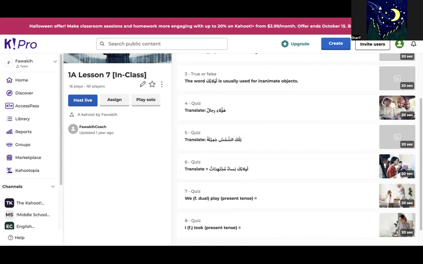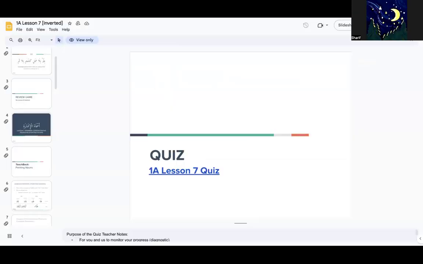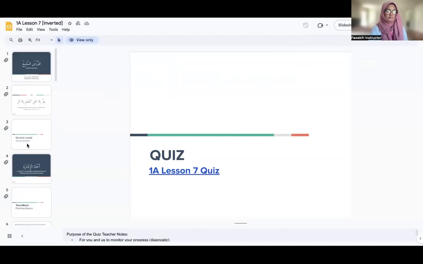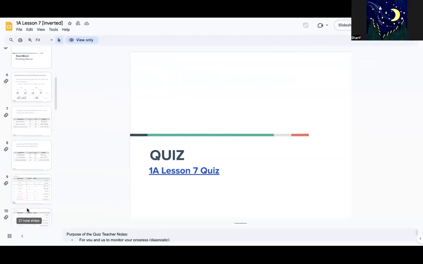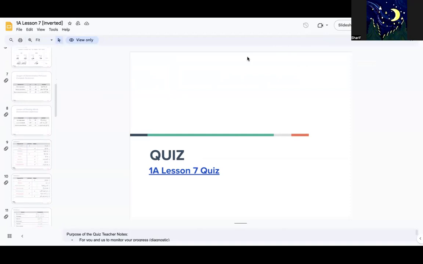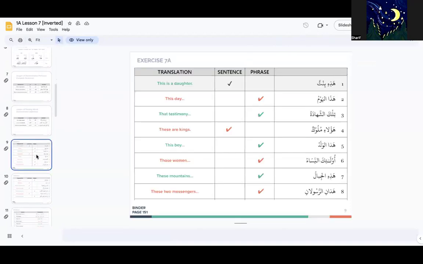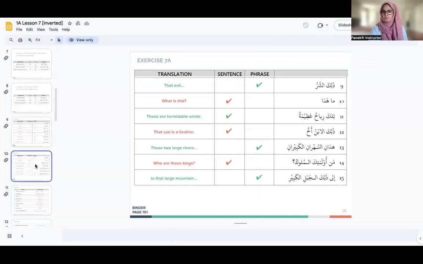I have a quick question, just to understand this. Also in the exercise, we have number 12, and that was Dhalikal Abnu Akhun. I think I got confused. You mean for homework? Yeah, we did last week. Okay, let me just find it for you. Dhalikal Ibnu Akhun, number 12. Oh yeah, okay.